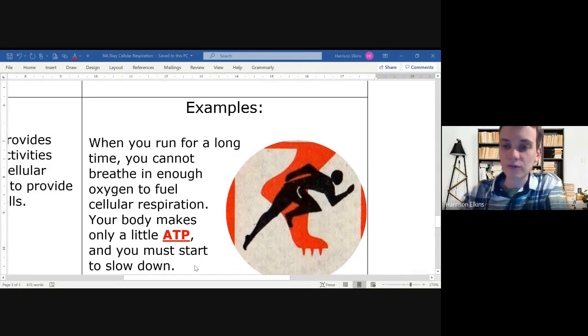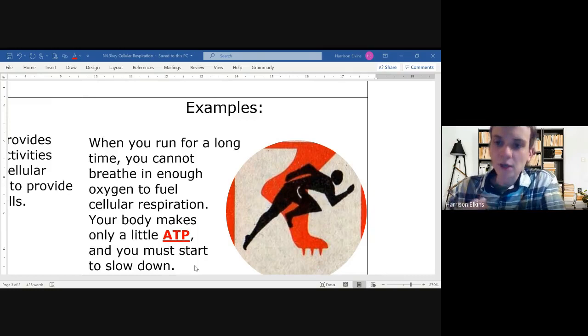Even when you do finish, you're going to be breathing heavily. You want to get in as much oxygen as you can so you can get right back to doing cellular respiration.